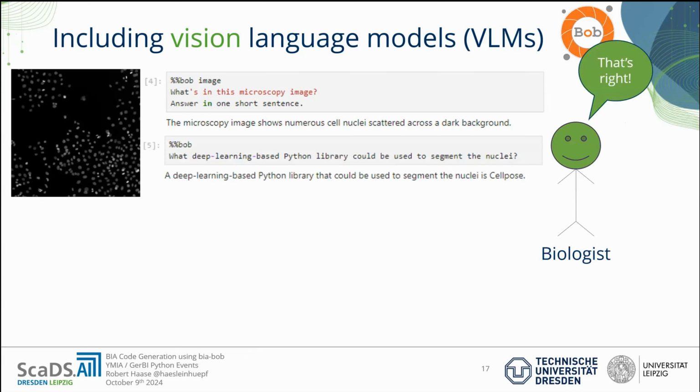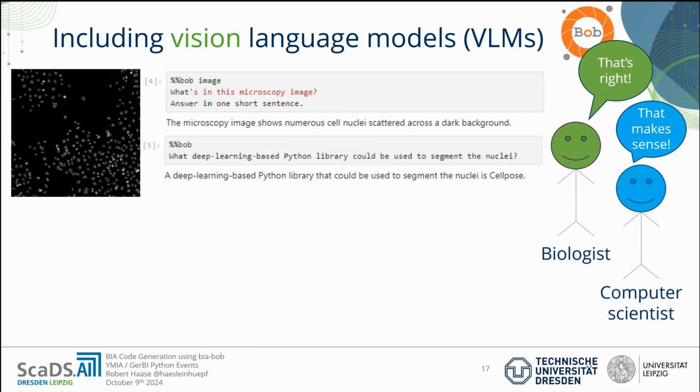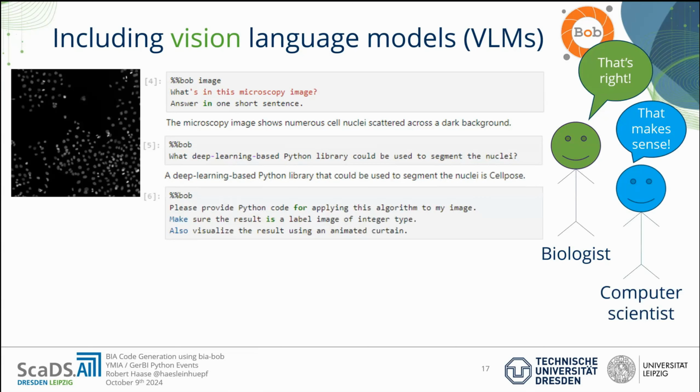And then afterwards, we can continue asking, and you see already my question is very specific. What deep learning-based Python library could be used to segment the cells? And then it may propose CellPose. It may also propose others. So then also the computer scientist might say, yeah, that makes a lot of sense. So let's go ahead. Bob, please write Python code for applying this algorithm to my image. Make sure the result is a label image of integer type and also visualize the result using an animated curtain.